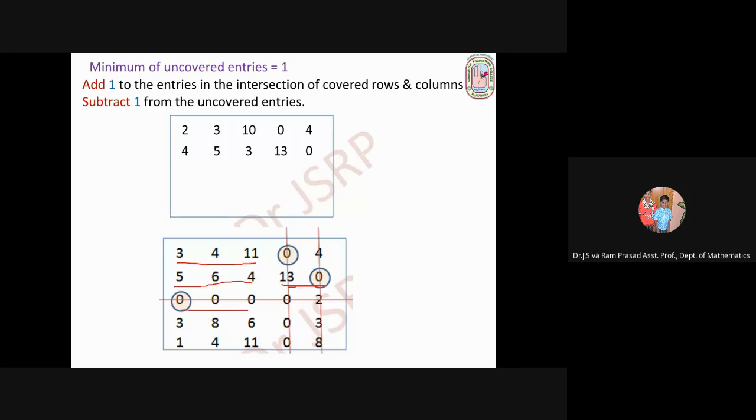Next, these 3 entries remain the same since they lie in the covered row only. So 0, 0, 0. Next, this is in the intersection of covered column and covered row. So we have to add 1 here. So 0 plus 1, 1. Okay. So that means this possible assignment is removed. So here 1, that means this is not possible.